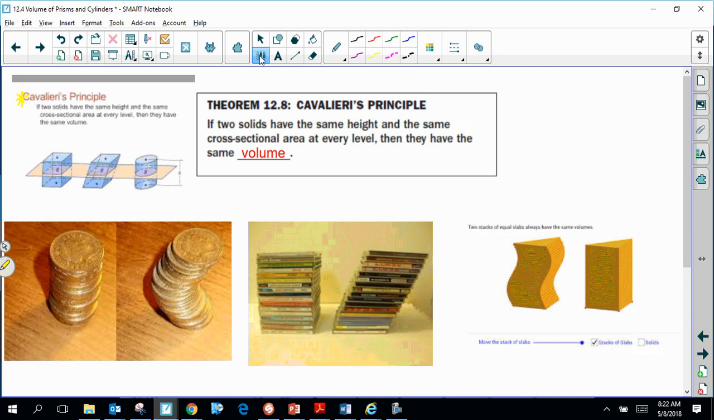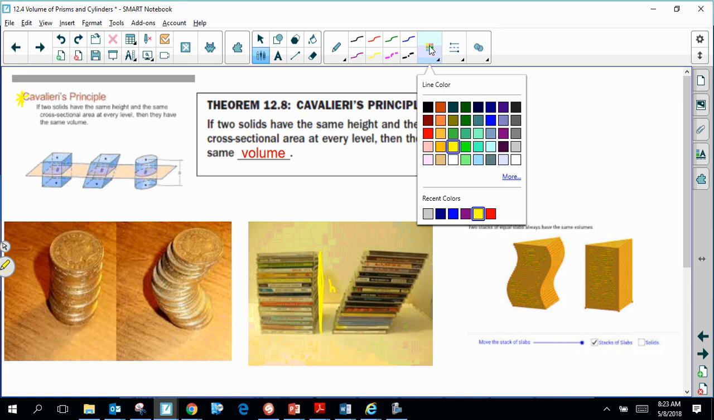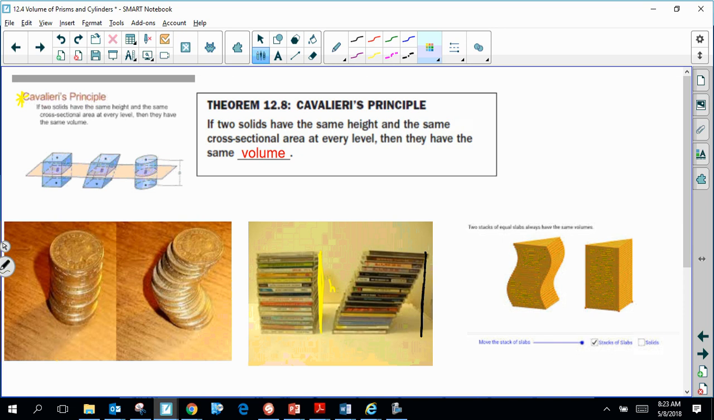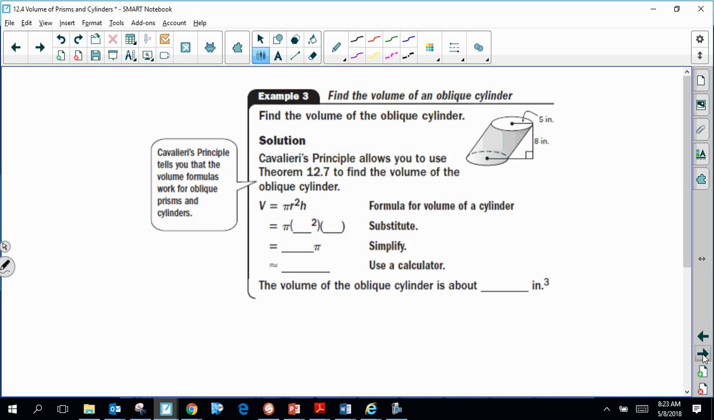So like an example here, obviously the height here, we can look at it like this. We can say that this would be the height, but then I could also say, here, this would still be the same height of the prism that's formed by the CD cases. That's all Cavalieri's principle is, just letting you know that whether it's a right cylinder or an oblique cylinder or prism, the volumes will be the same as long as the bases and the heights are still the same.